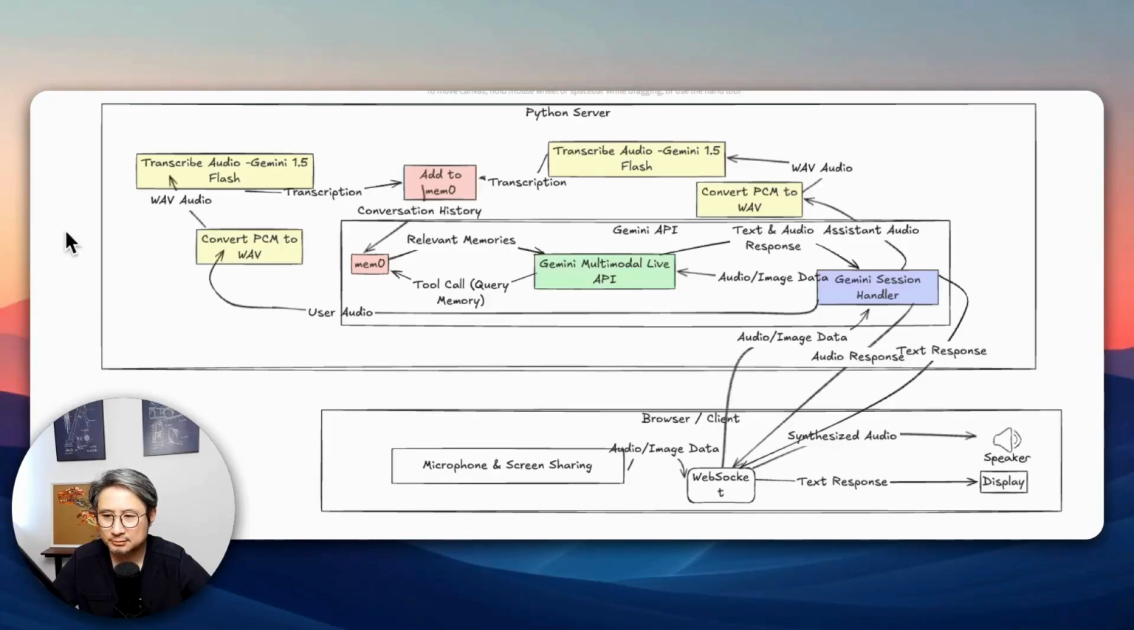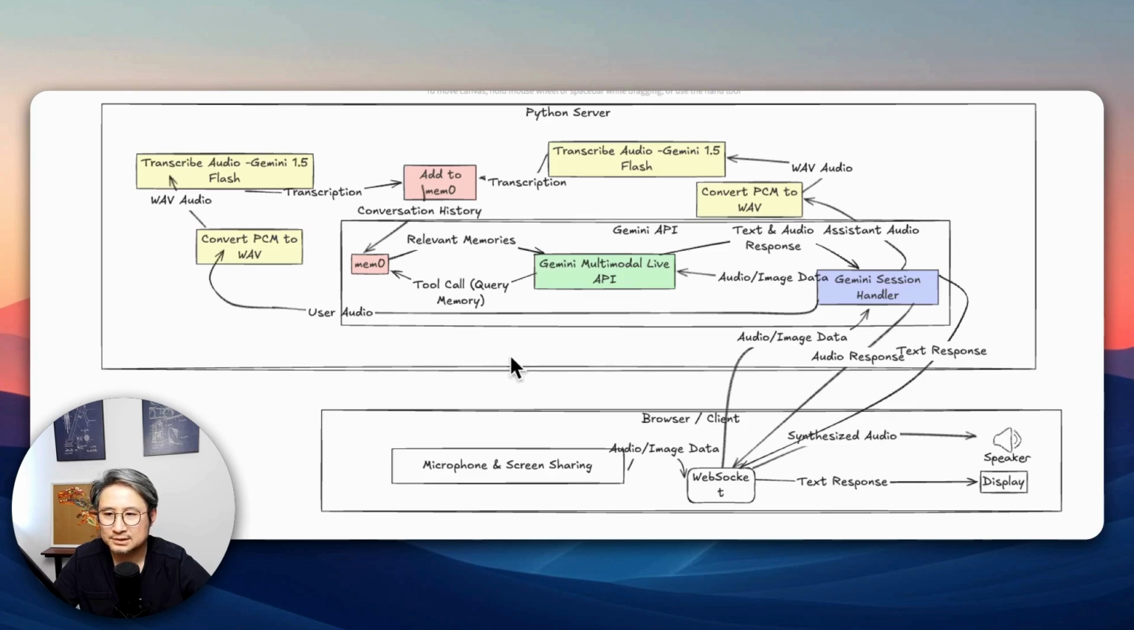Now let's check out the system diagram to understand how the system works. It's divided into two main sections, the client part and the server part. The client is very normal, just like what we have done before for almost all the Gemini applications: there's a microphone and the screen sharing widget to capture the audio and images from the user side, and the data is sent to the WebSocket in the browser. The WebSocket also receives the synthesized audio from the server, which is then played through the speaker, and shows the text output on the web page also.